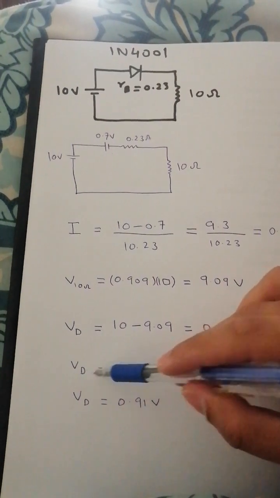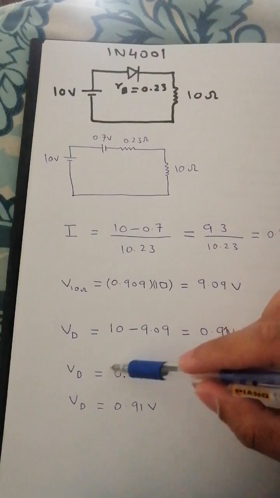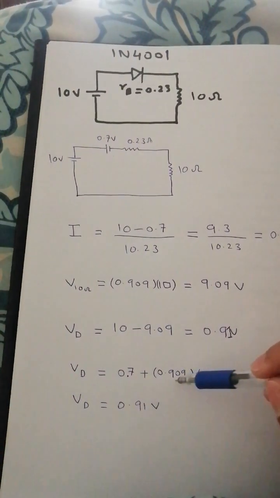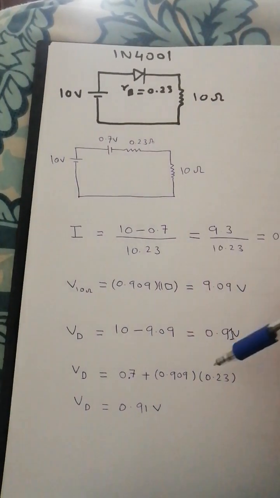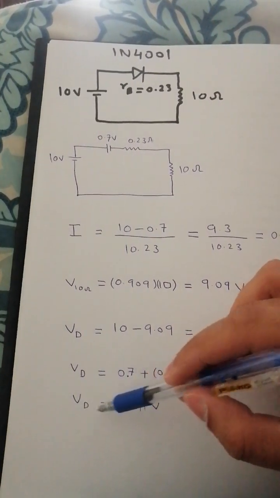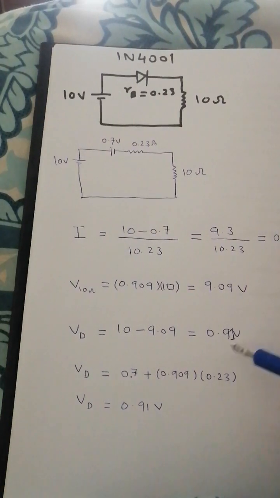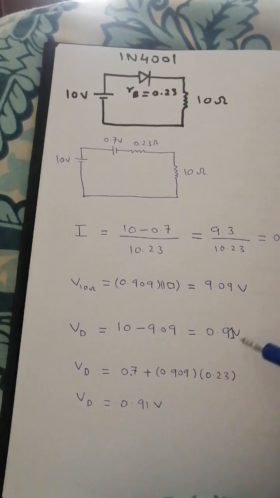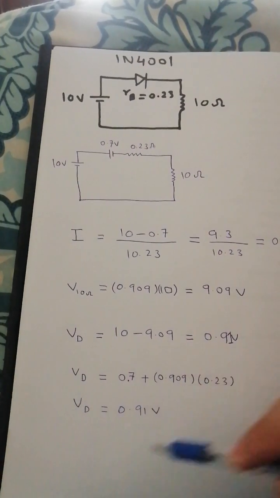We have the diode 0.7 potential barrier, and we have the current flowing through it, 0.909 amperes, and we have the bulk resistance of 0.23, and this gives us the voltage across the diode equal to 0.91, and you can see that both the voltages are similar, although we have determined them in two different ways. So this is the confirmation.